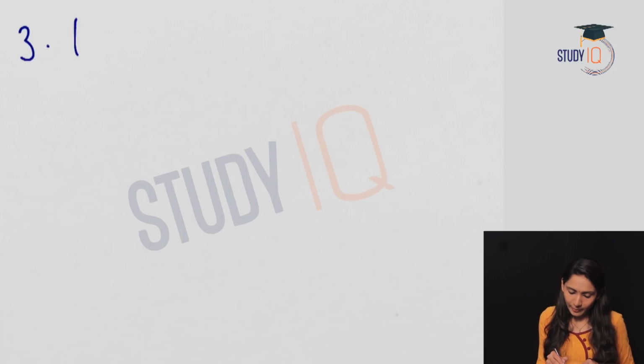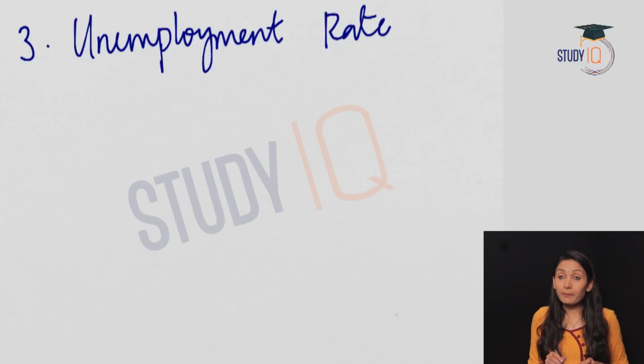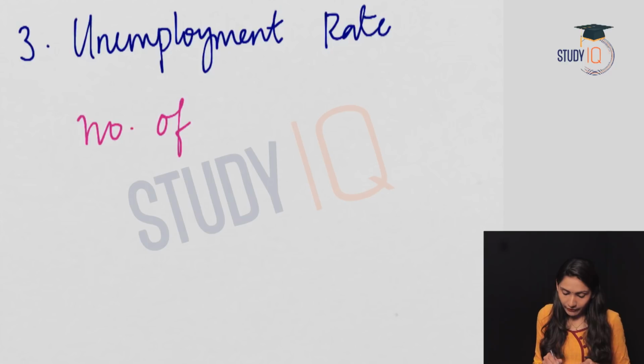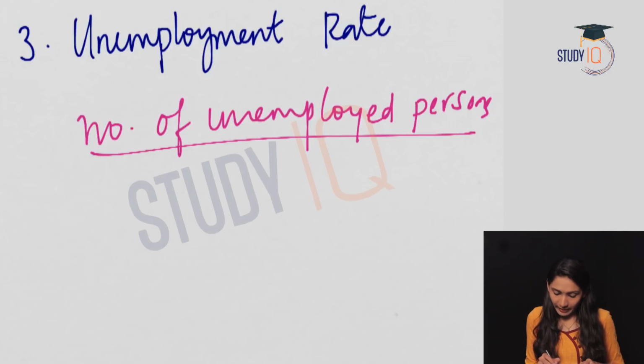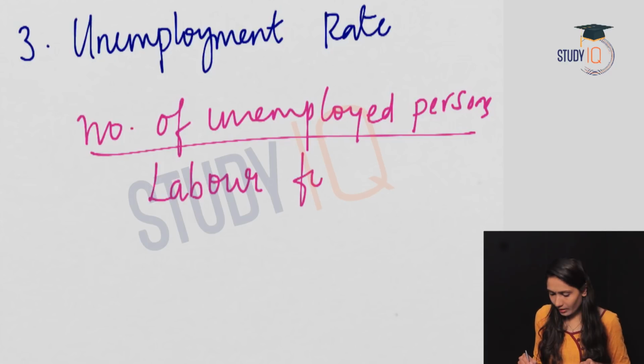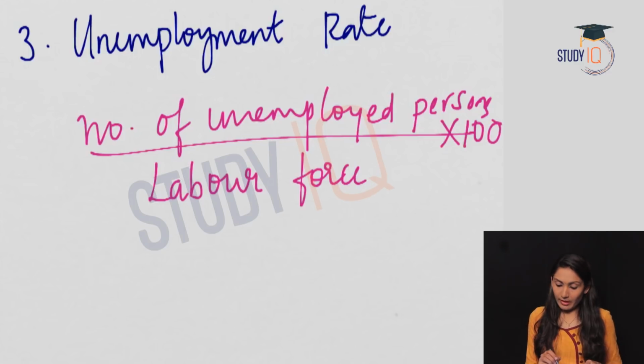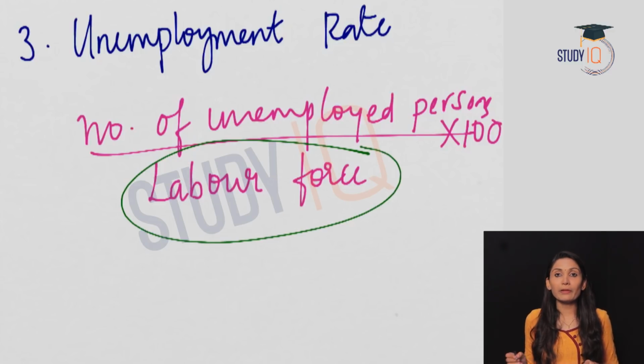Next is the unemployment rate. The unemployment rate is the number of unemployed persons divided by the labor force, into 100. Here the labor force is the part of the population which is willing to work and able to work.